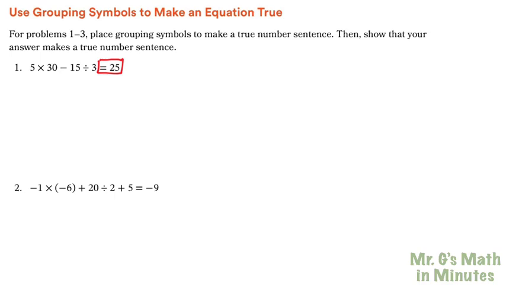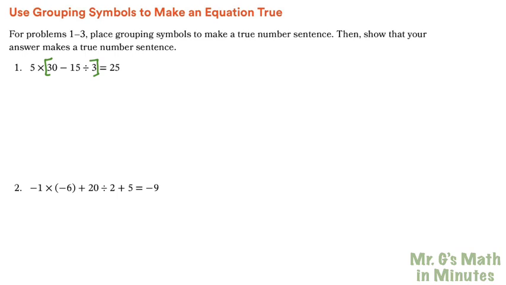I'm looking to see if I was to put this stuff in a group. That would mean that whatever this comes out to, I would have to multiply it times 5 to get 25. That means I need to figure out a way to get all of this to become a 5. Now let's see if that's possible. If I group this section together, 30 minus 15 would give me 15. Then divided by 3 would give me 5.